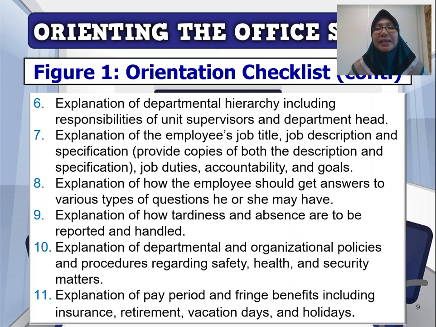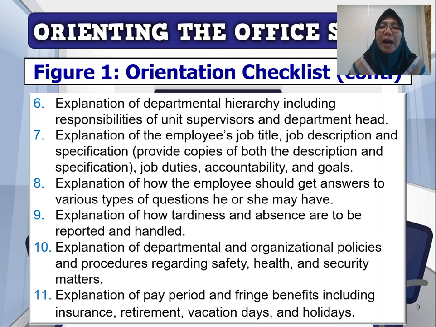Number 6 is explanation of departmental hierarchy, including responsibilities of unit supervisors and department head. Okay, you have learned this one in chapter 2 about the unity of command, chain of command. So it recaps what you have learned previously. And then number 7 is the explanation of the employee's job title, job description and specification, job duties, accountability and goals. Okay, in chapter 6 you have learned the job title, job description, also the job specification.